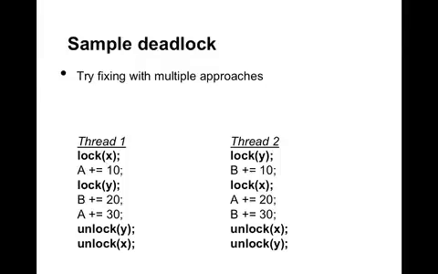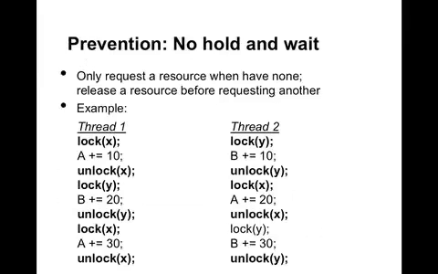What we'll now do is look at the example code we saw in the last lecture and see how we can fix it. So in this code, thread 1 locks X and Y, thread 2 locks Y and X, and because we're using locks and the threads acquire the locks in different orders, we can have deadlock. Another way to solve this is to prevent hold and wait.